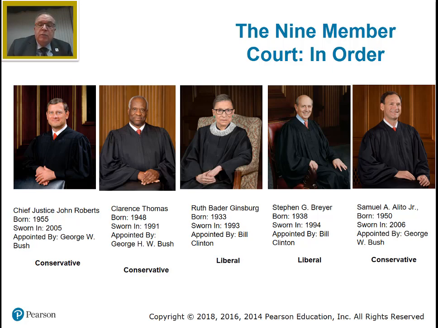Ruth Bader Ginsburg, appointed by Bill Clinton, is a liberal, and there is a lot of talk today because Ruth has mentioned that she has a bit of dementia. Stephen Breyer, another Clinton appointee, so there are two liberals. And then Sam Alito, who I mentioned at the beginning of the chapter, appointed by George Bush. So you've got three Bush appointees and two Clinton appointees, 3-2 conservative to liberal.